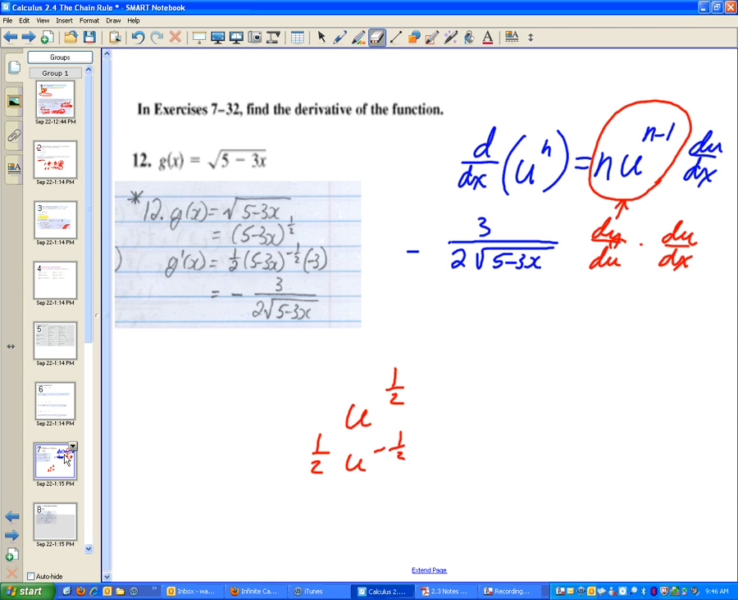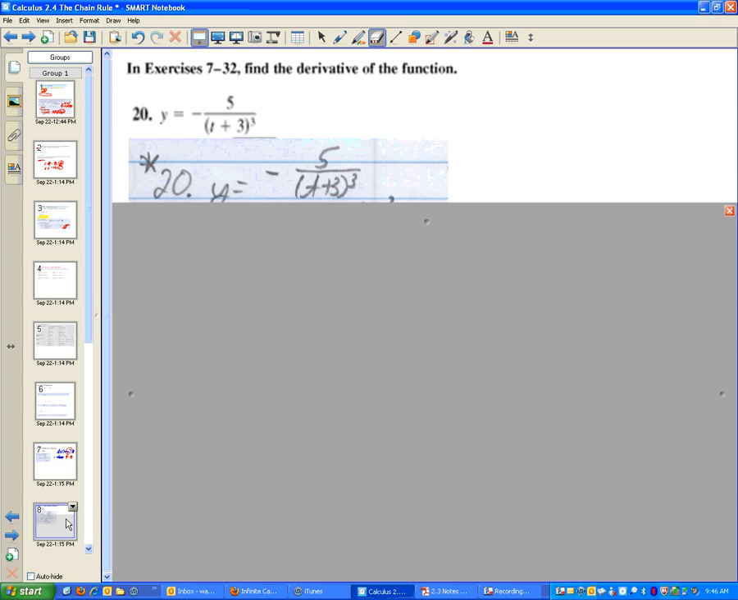Okay. Let's take a look at number 20. All right, we're still just finding the derivative. For number 20, we've got y equals negative 5 divided by t plus 3 quantity cubed. Now, I can quotient rule this, and when I do the derivative of the bottom with the quotient rule, I'll have to use the chain rule on the t plus 3 quantity cubed, won't I? Okay? So I can do that.